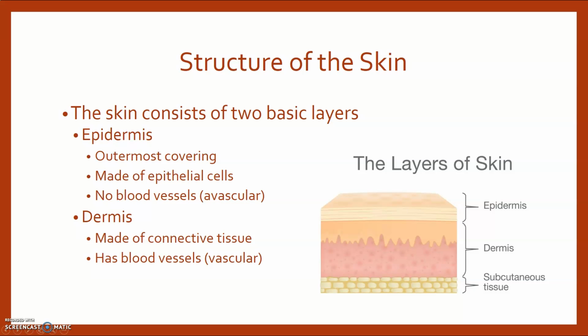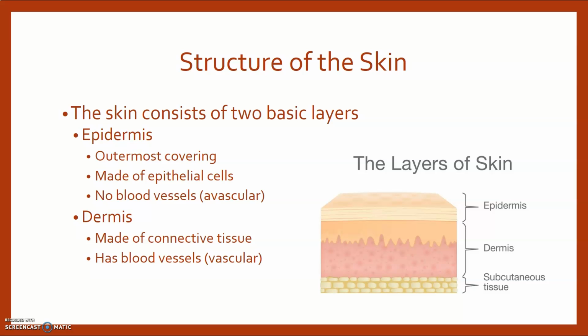The skin is a sheet-like organ composed of the following layers of distinct tissue. These layers are the epidermis and the dermis. The epidermis is the outermost covering. It's made up of tightly packed epithelial cells. The epidermis is avascular, meaning it does not have a blood supply. Just under the epidermis is the dermis. The dermis is made of connective tissue and has a blood supply, so it's called vascular.